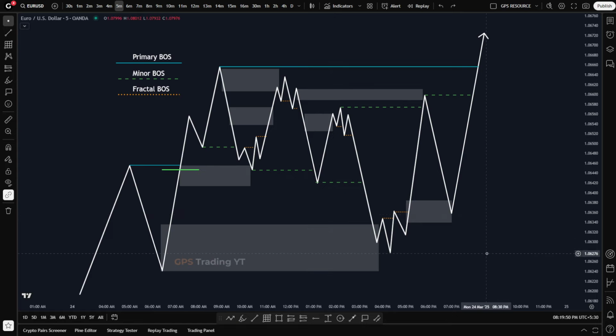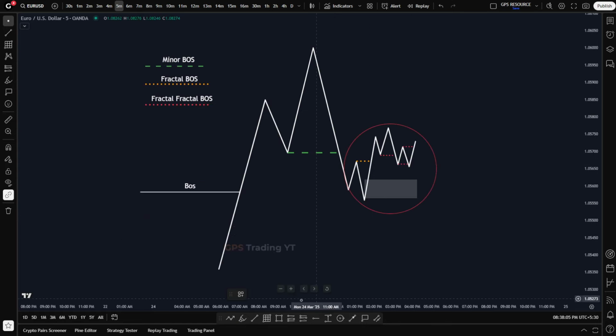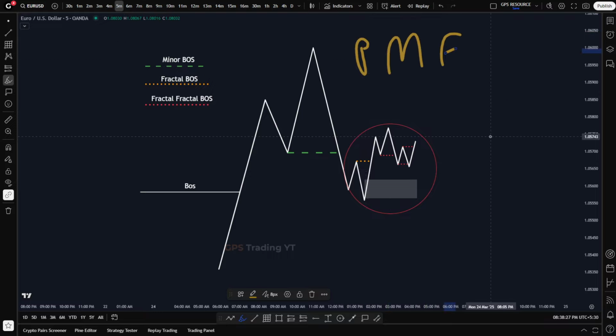All right. So this is the 4th type of market structure called the fractal-fractal structure. So when you get this structure in the market, you should completely avoid taking any entries here. This has very low win rate, very less high RR entries. So if you're a beginner, completely skip this. So to make things clear, we know 3 types of structure: the primary structure, the minor structure, and the fractal structure, right? So this fractal-fractal structure happens within the fractal structure.